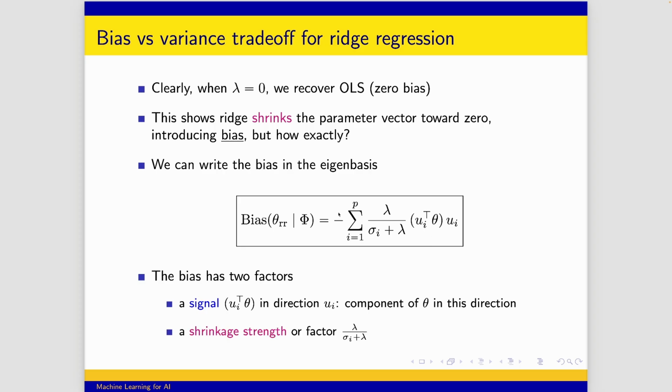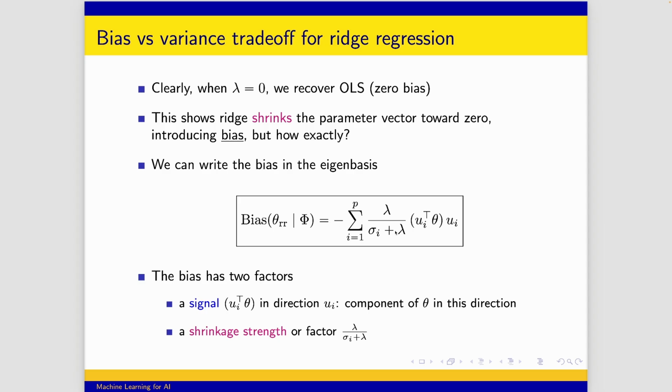And then the second term here is a shrinkage factor, this lambda over sigma i plus lambda. So what's going on here? Well, let's have a look. We've got the bias of theta ridge, which is going to be a vector, is this sum minus this sum. So the bias will shrink the true value, right? So we're going to get a lower value compared to the true value, because we've got a minus here.